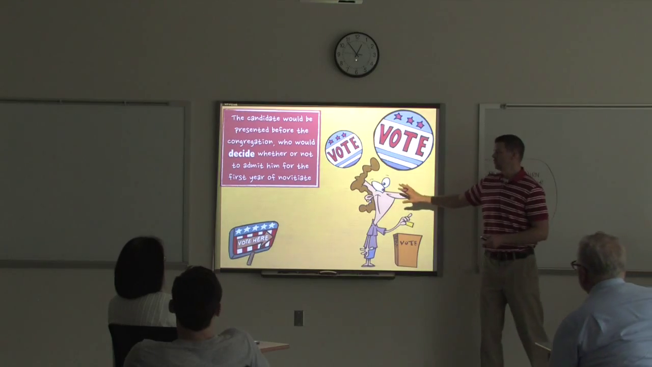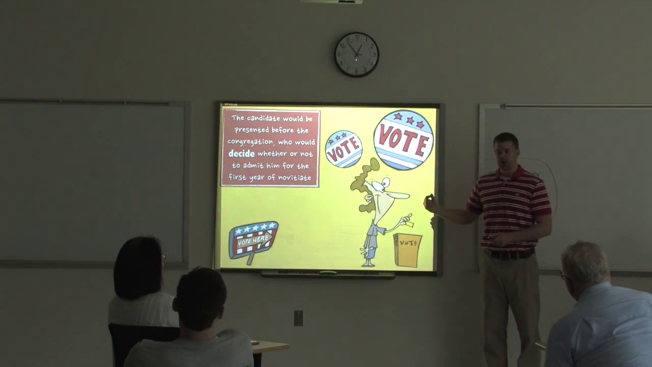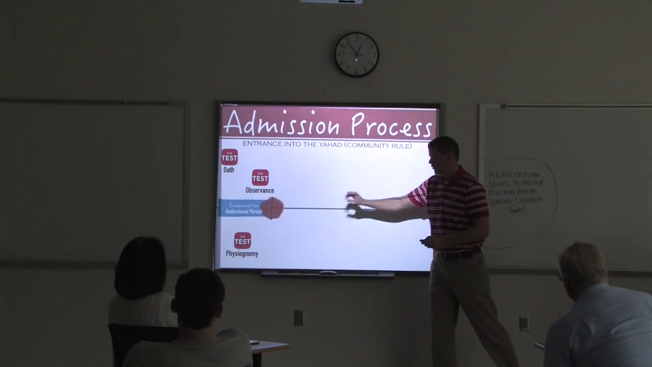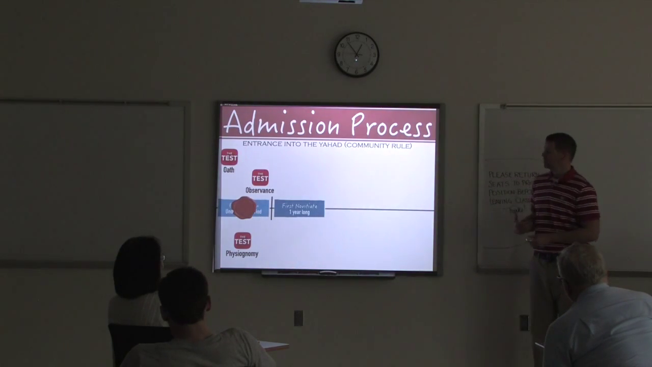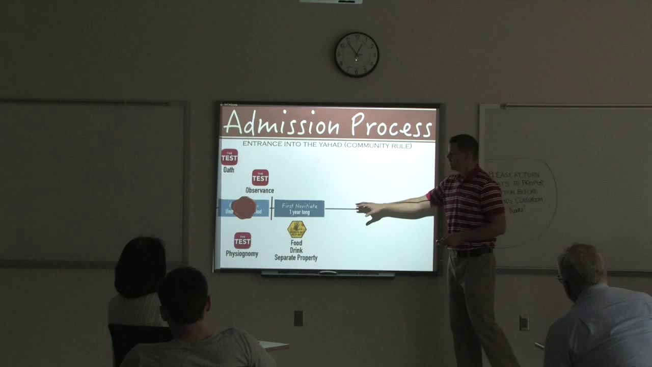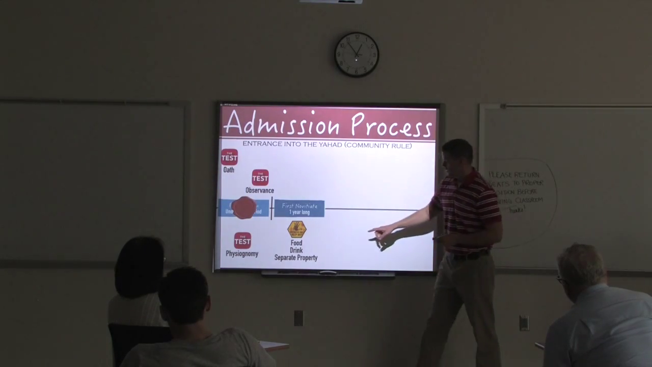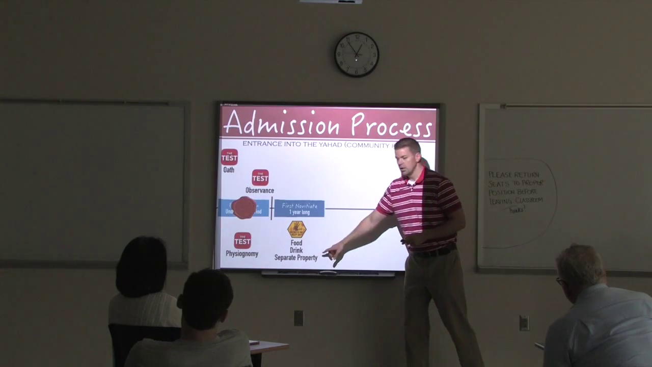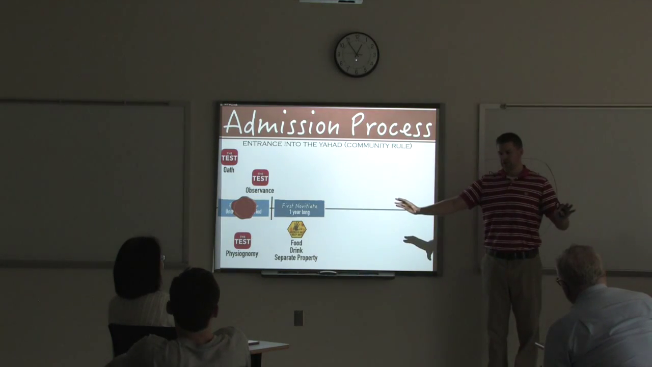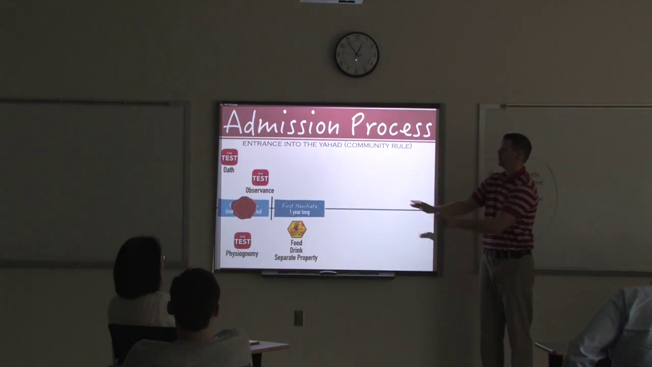Now, again, this is just to get into the program. So once you pass this test, once you're approved, now you're into the program. Now you begin the actual training. So you train for a year, and this time you're restricted. You can't have part of their food. You can't be taking their drinks, and your property is separate from theirs. You're very much separated from them in a lot of ways.